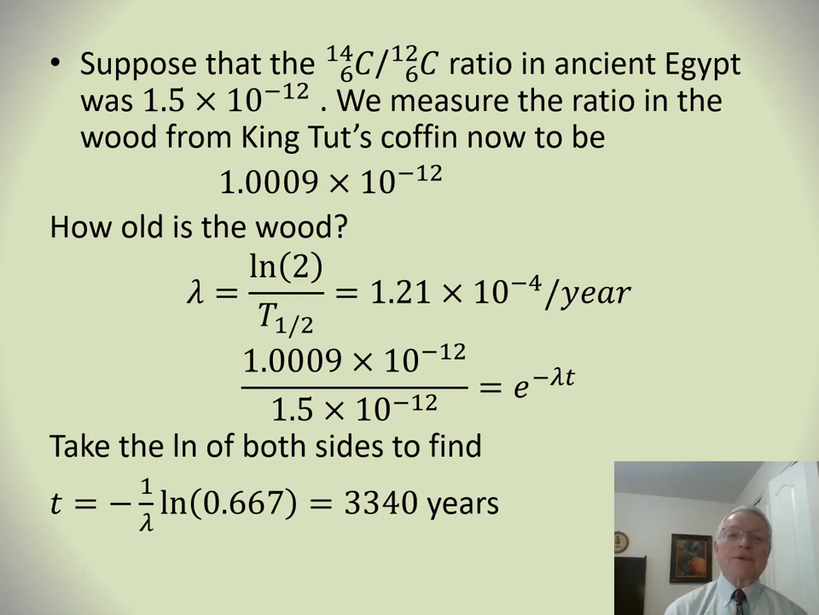And then we use that equation and find that the ratio of what it is now to what it used to be is e to the minus lambda t, which is 1.0009 divided by 1.5. That's where the 0.667 comes from down below. You take the log of both sides, so you take the log of the 0.667, divide by minus lambda, and you can find the time. And if you do that, you find the time is 3,340 years.